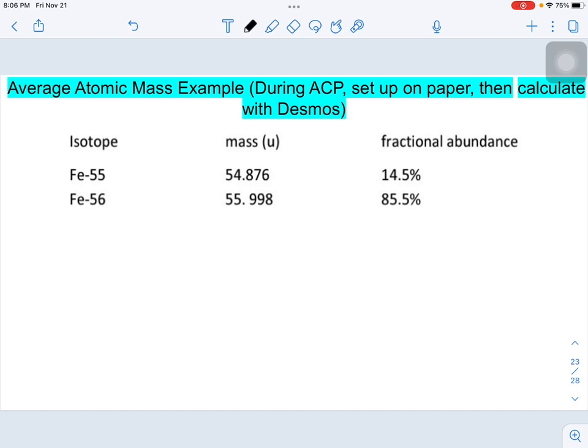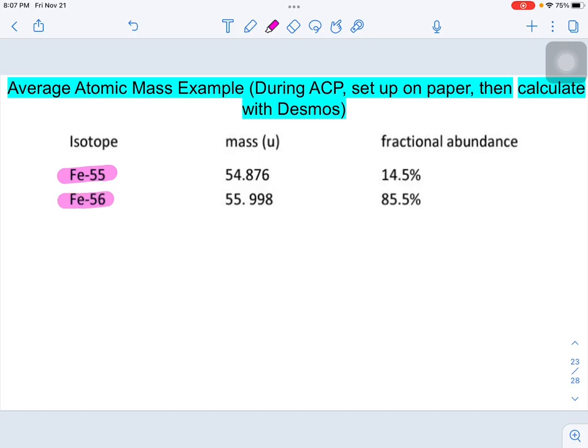Okay, so the question is, what is the average atomic mass of the following element based upon the information that you see? Well, we're dealing with iron because I see Fe, and we have two isotopes of iron. I'm going to highlight them. We have iron 55 and we have iron 56.